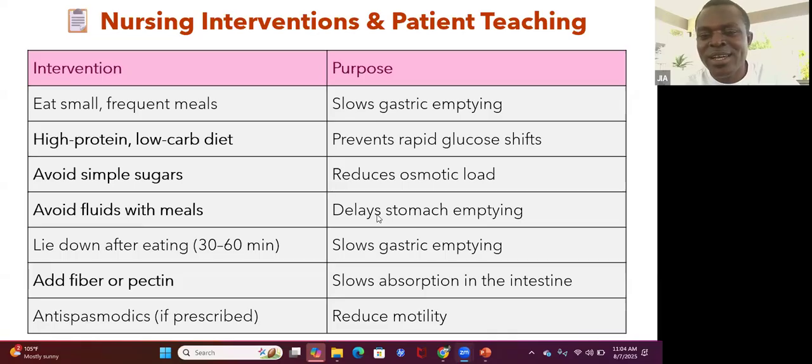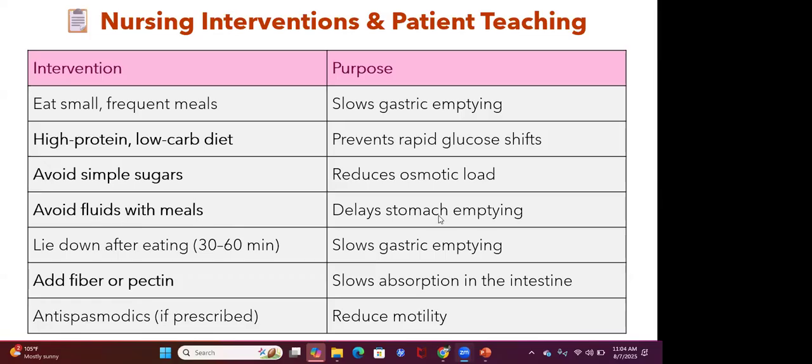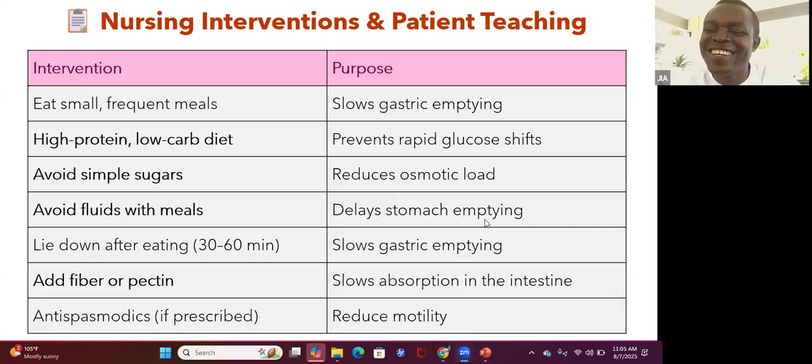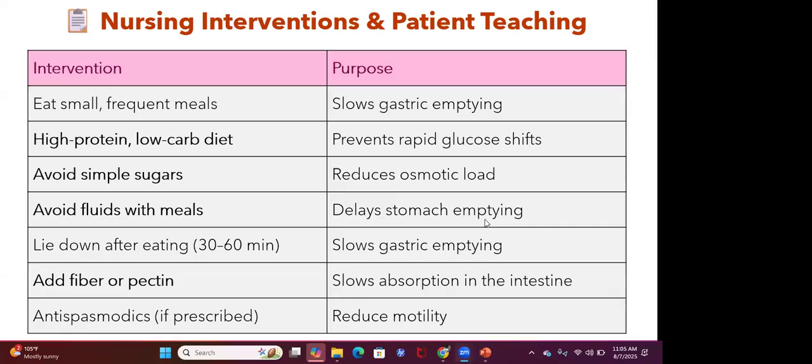You get it? When you avoid fluids with meals, I explained that fluid with meals is like when you are eating and you are drinking at the same time. When you avoid it, it will delay stomach emptying. Do you understand it? Yeah, the English beat me here. English please, sometimes.